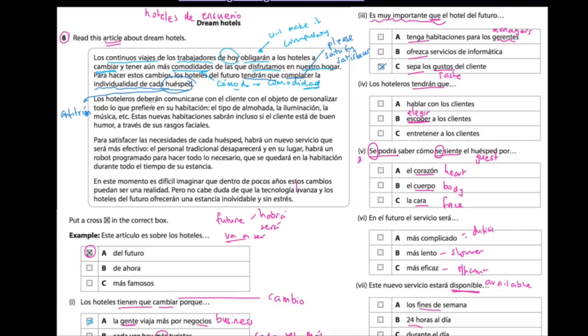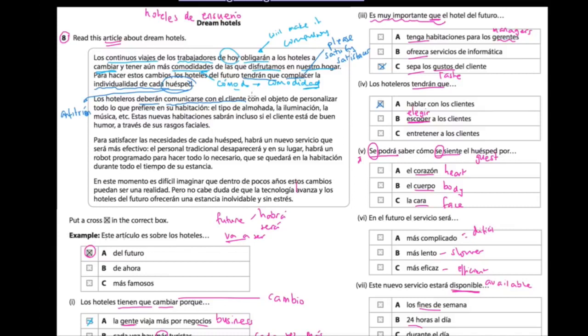Los hoteleros deberán, they will have to comunicarse con el cliente, to communicate with the client. So they will have to speak to the client. ¿Se podrá saber cómo se siente el huésped? So how are you going to know how the guest is feeling, okay?